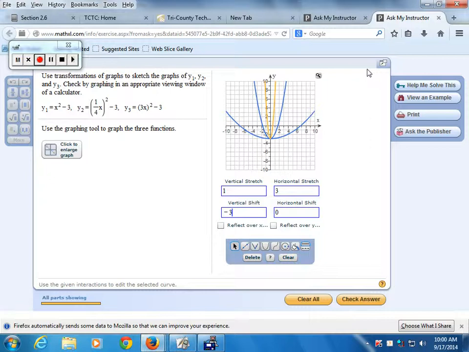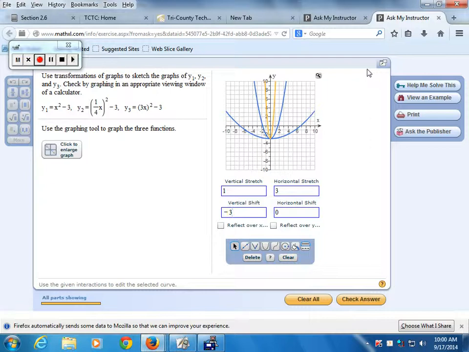Going up and down, that's y. So I could put a 3 if I want to do it this way, or leave it 1 and do a horizontal and do it that way. Horizontal, or that's a stretch, I'm sorry. Vertical stretch, okay, I see what you're asking.